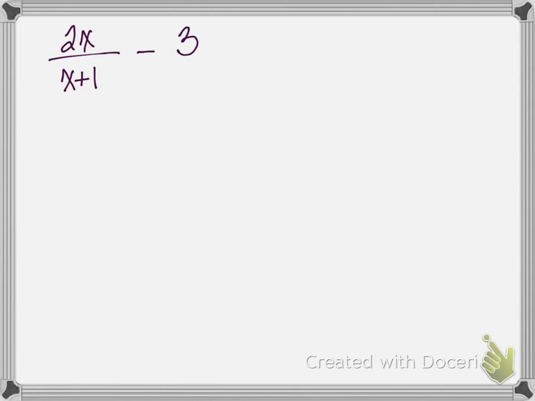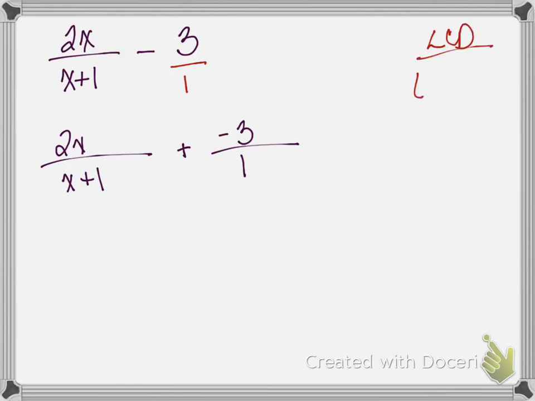Okay, 2x over x plus 1 minus 3. What is that 3 over? Good. It's 3 over 1. Okay, so I have 2x over x plus 1. And I'm going to write this as plus negative 3 over 1. My LCD is x plus 1 times what? What's in the negative 3 denominator? 1. So I don't have to write that. That times 1 just stays.